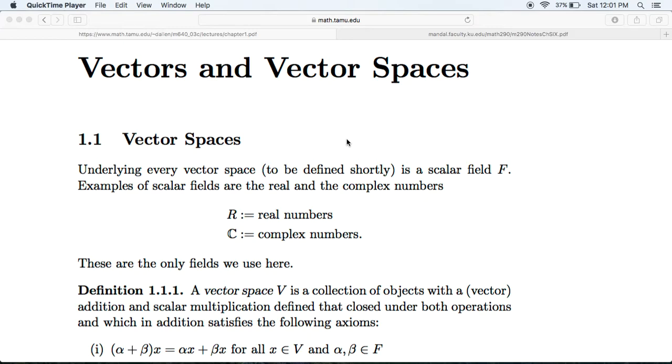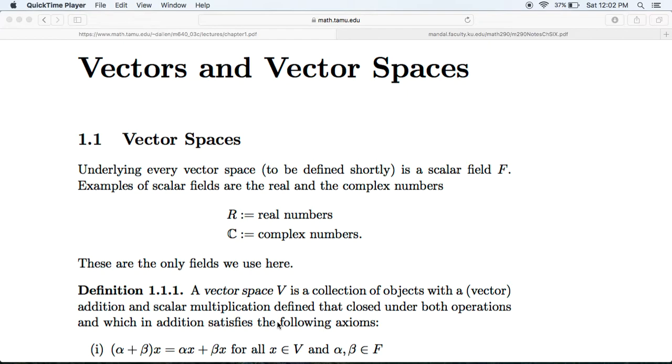So what is a vector space? A vector space V is a collection of objects with an addition and a scalar multiplication, and these are defined so that these operations are closed inside the set, which means that adding two vectors gives me another vector in the vector space itself, and multiplying a vector with a scalar gives me another vector in the same vector space.